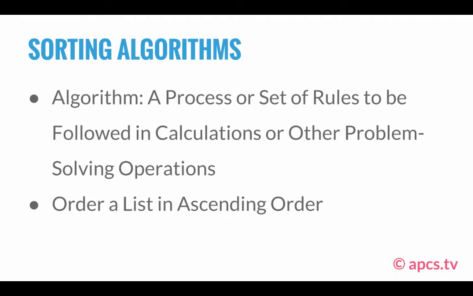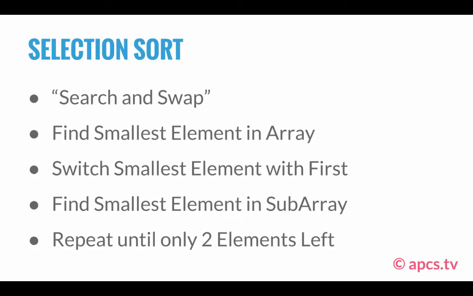So basically, now we're going to look at a couple of different processes or sets of rules or instructions that we can follow in order to order a list in ascending order. So the first sorting algorithm we're going to take a look at is the selection sort algorithm, also known as the search and swap algorithm, because what it does is it takes an array or a list, and inside of it, it finds the smallest element.